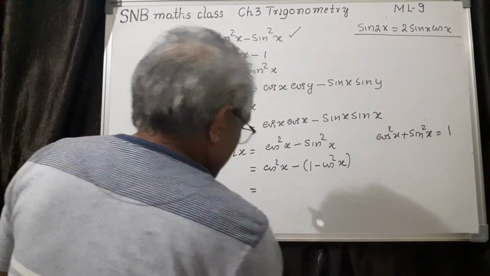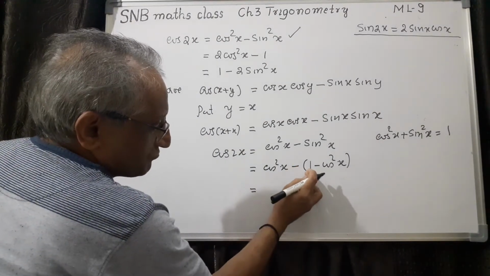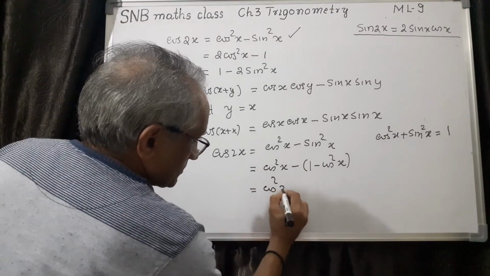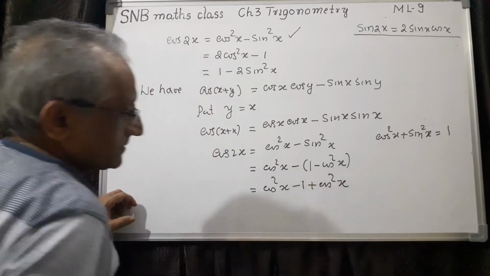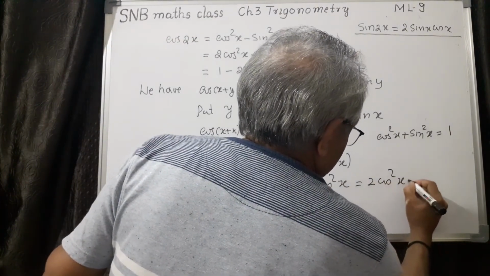So this will be equal to, if you remove the bracket, what happens? You see, minus 1. Minus of minus is plus. So this becomes cos square x minus 1 plus cos square x. So this will be equal to 2 cos square x minus 1.